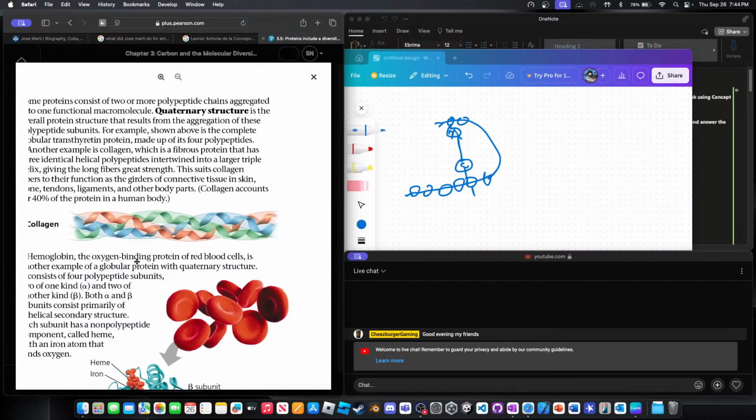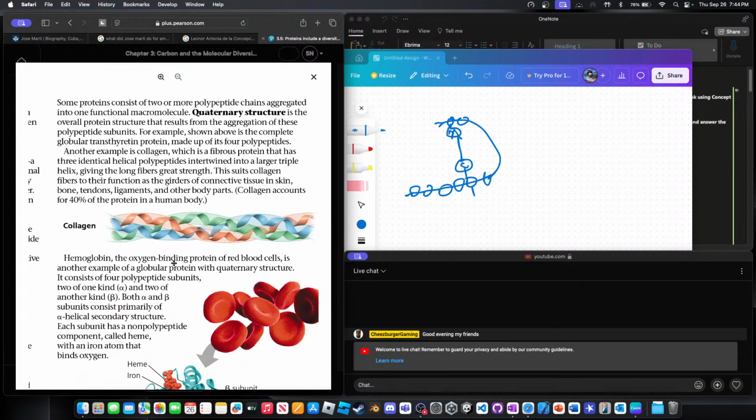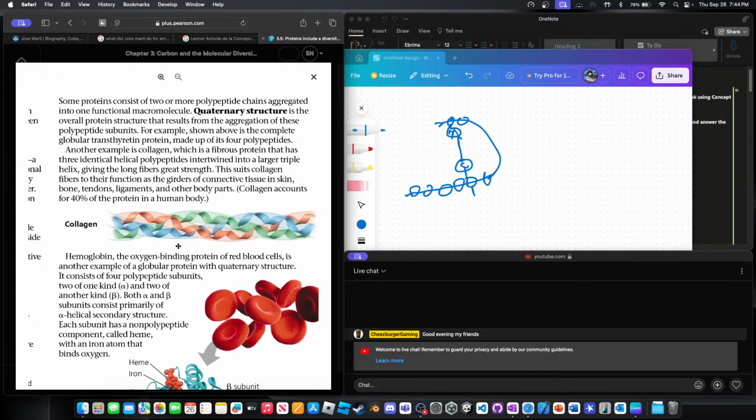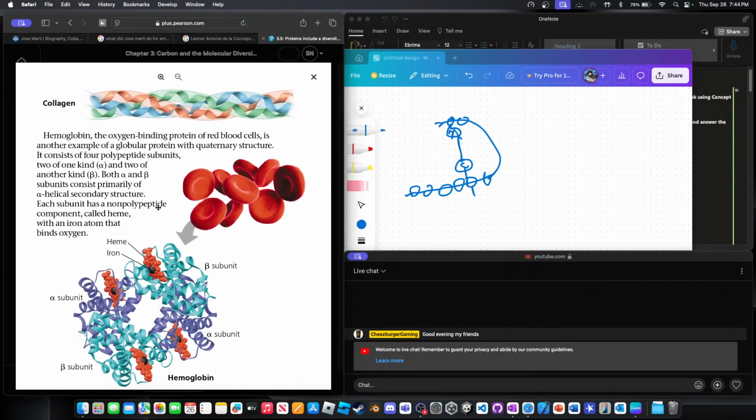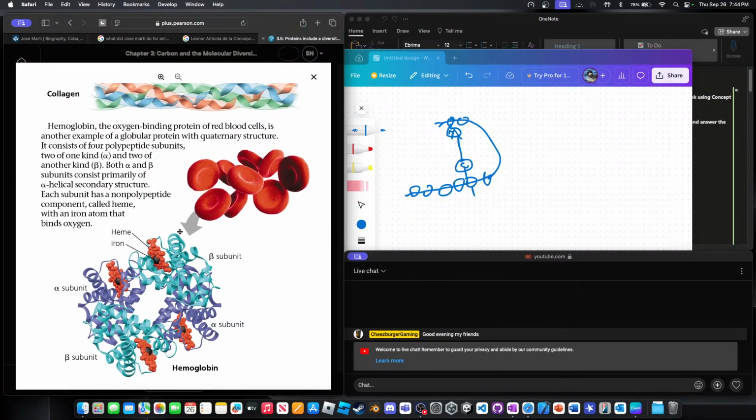Collagen accounts for 40% of the protein in a human body. Hemoglobin, the oxygen-binding protein of red blood cells, is another example of a globular protein with quaternary structure. It consists of 4 polypeptide subunits, 2 of one kind and 2 of another kind. Both alpha and beta subunits consist primarily of alpha helical secondary structure. Each subunit has a non-polypeptide component called heme, with an iron atom that binds oxygen.